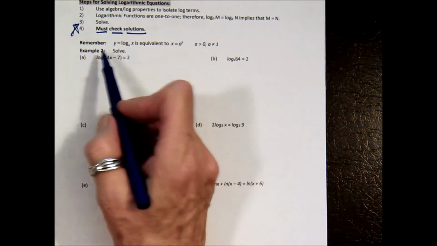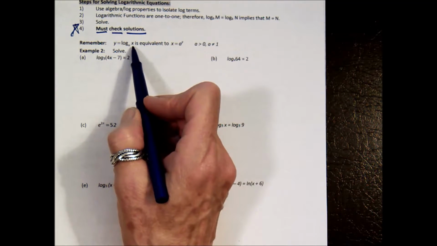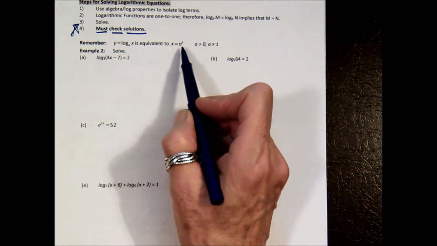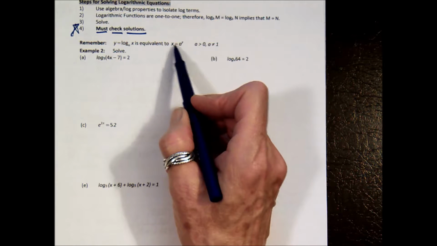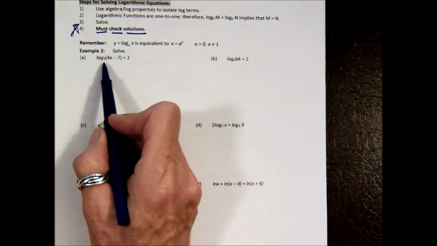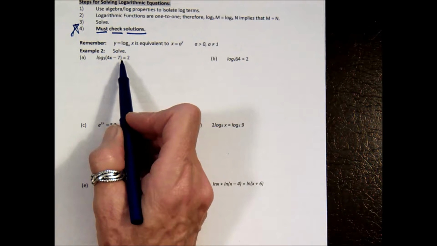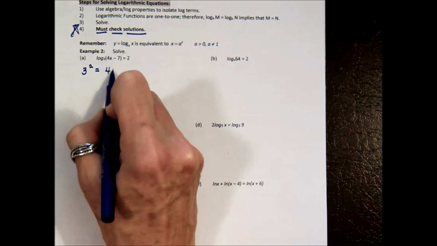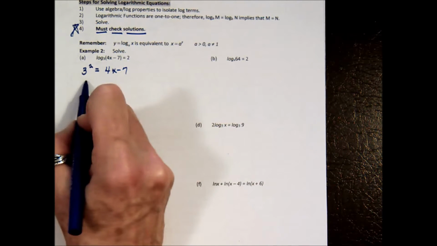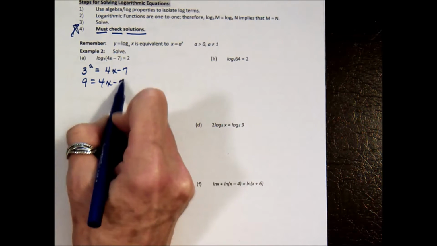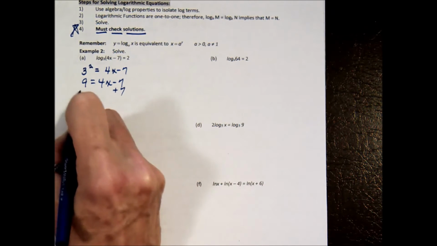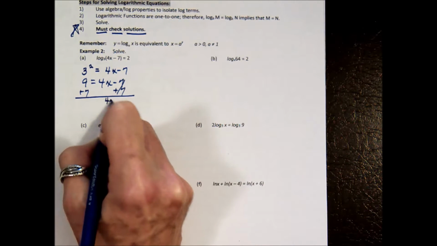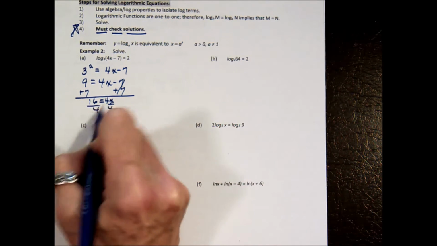Remember, y equals log base a of x is the same thing as saying that base a raised to the y is equal to x. So here we go. Log base 3 of 4x minus 7 equals 2. What we're going to do is rewrite this as an exponential. So take your base, raised to the second power, equals the result, 4x minus 7. Well, 3 squared is 9, and now this is a really easy equation to solve. It's just a regular old equation. So 4x equals 16, divide by 4, x equals 4.